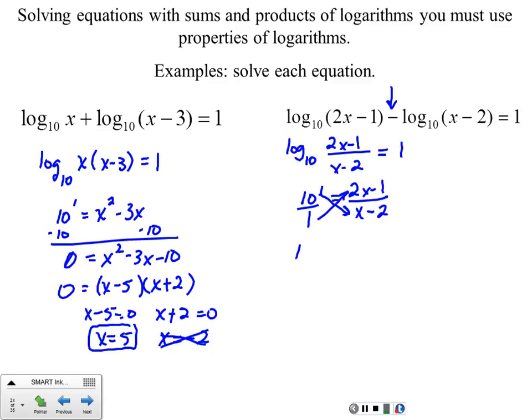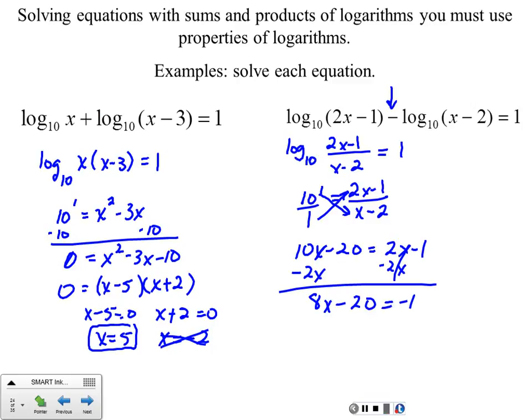Alright, so we'll have 10x minus 20 is equal to 2x minus 1. And then from here, of course, this is a linear equation. You can solve this. So we'll minus 2x from both sides. And so we'll have 8x minus 20 is equal to negative 1. Add 20 to both sides. 8x is equal to 19, divide by 8, and you're going to get x is equal to 19/8, or you can turn it into 2 and 3/8, whatever.